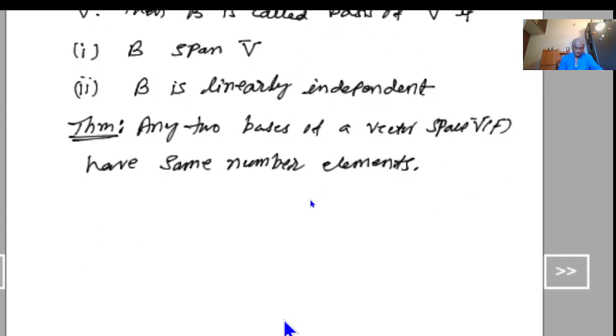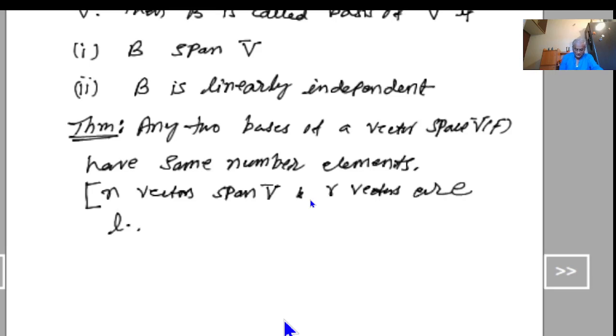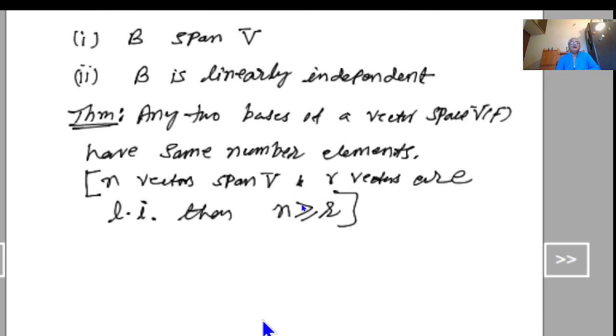To prove this theorem, we use one result that we have already proved: if n vectors span V and r vectors are linearly independent, then n is greater than or equal to r. Using this result, we show that any two bases have the same number of elements.